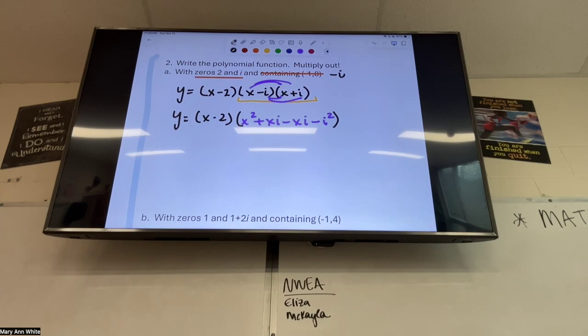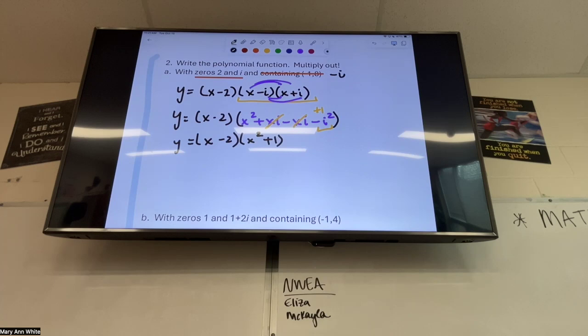What cancels out? Xi cancels out. What is negative x or negative i squared? What's that the same thing as? Plus 1, very good. So then this now is x squared plus 1. That's something we have seen before. That's okay. We have seen that before.